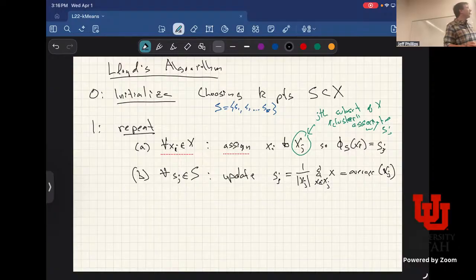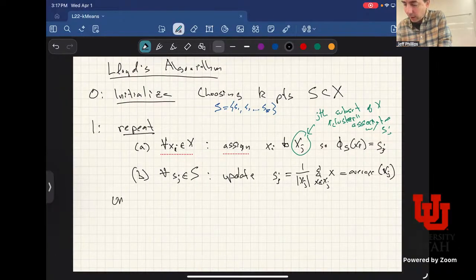I assume my data sets are such that I can treat them as vectors. When I treat them as vectors, then SJ is just going to be a different vector in the space. It doesn't have to be one of the data points. Because they're vectors, I can use the geometry to pick a point that's in the middle, that's representative, and I'll just take the average of all the data. And so this is the whole algorithm.